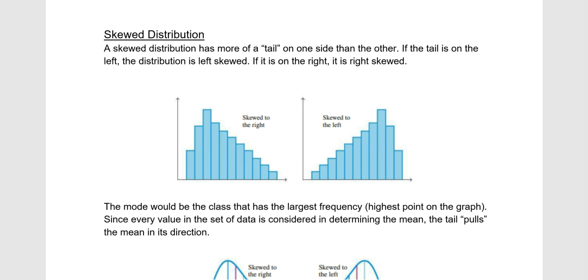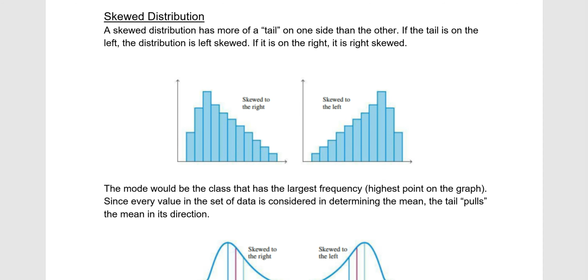And the second last one, before we actually take a look at one of them more in depth, is a skewed distribution. A skewed distribution has more of a tail on one side compared to the other side. If the tail is on the left, the distribution is left skewed. If it's on the right, it's right skewed. So you can see down here we have this tail on this one on the right. That one's going to be skewed to the right because the tail is on the right. And the one over here has this tail on the left. So we say that that's skewed to the left.